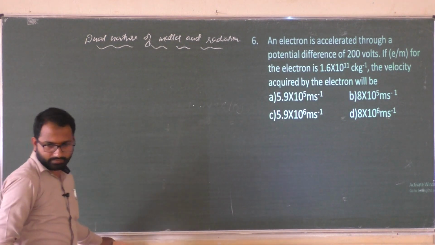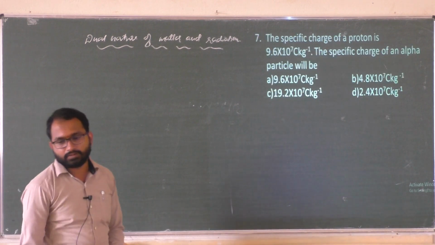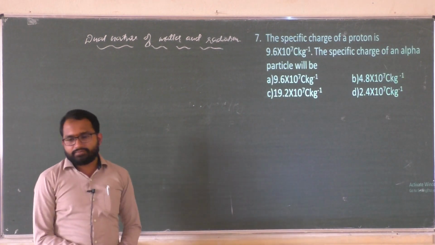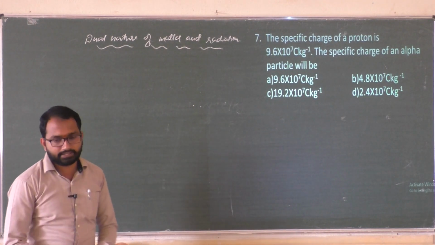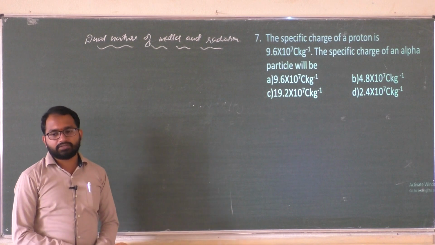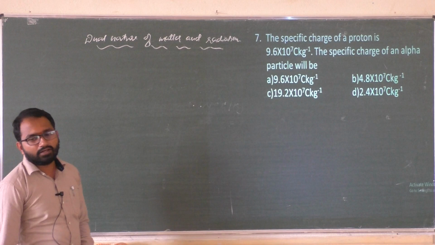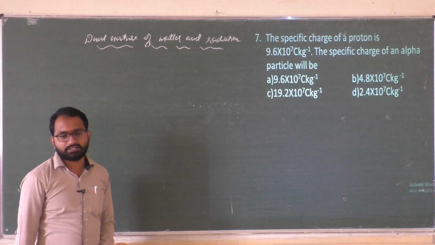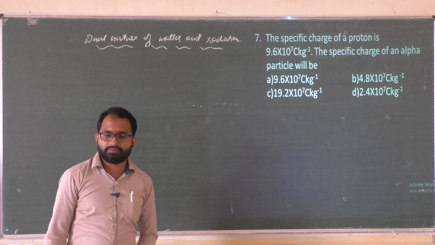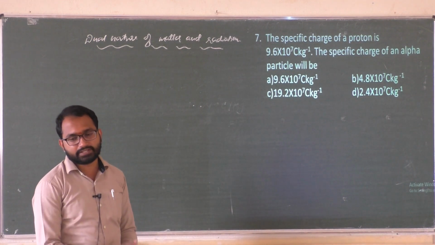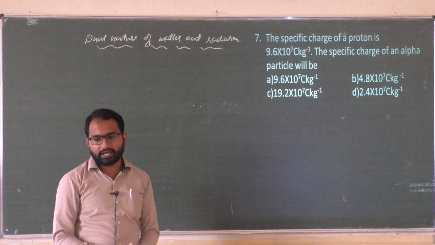Okay, so the next question, question number 7. The specific charge of a proton is 9.6 into 10 to the power of 7 coulomb per kg. The specific charge of an alpha particle will be... See, as I told, what is specific charge? Specific charge is nothing but charge to mass ratio. The specific charge of a proton is given, that is 9.6 into 10 to the power of 7 coulomb per kg. What is the specific charge of an alpha particle?